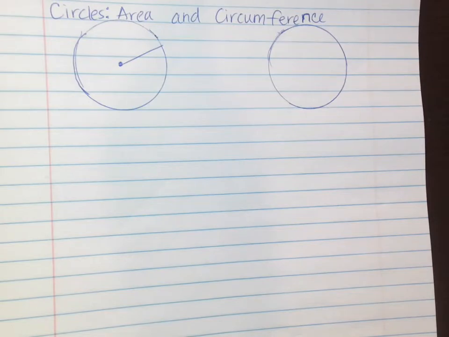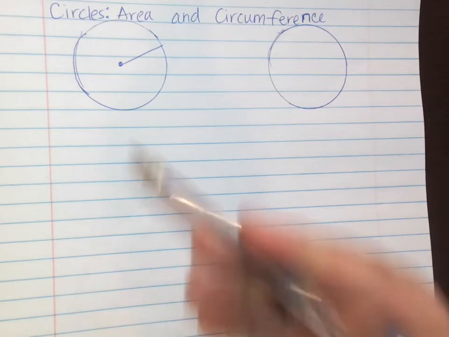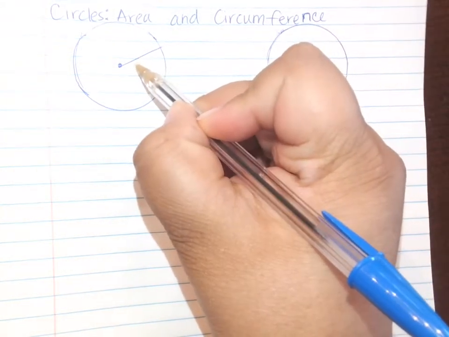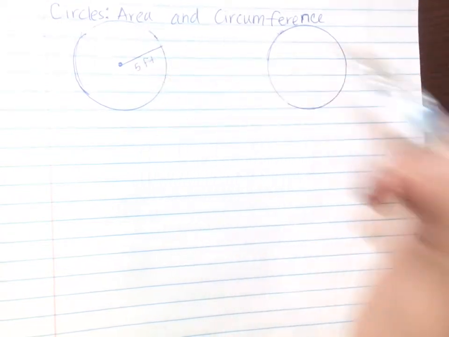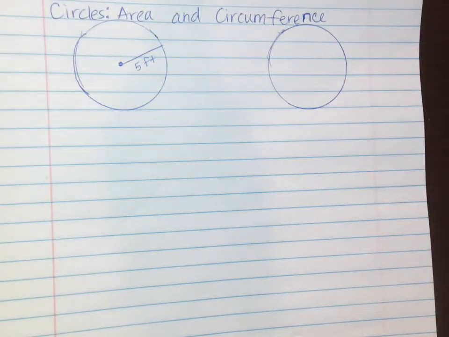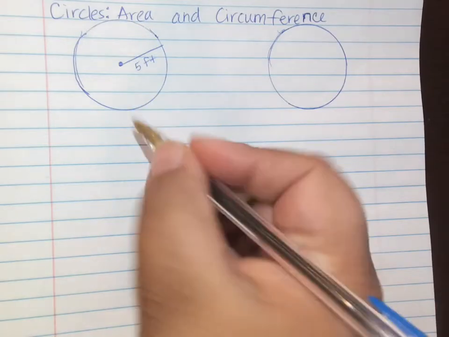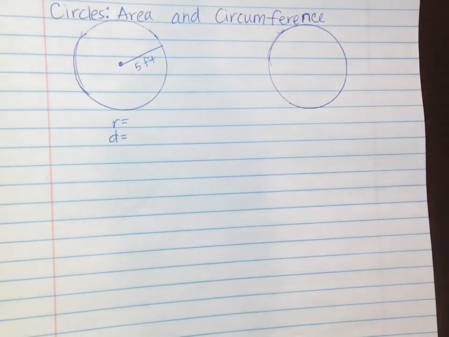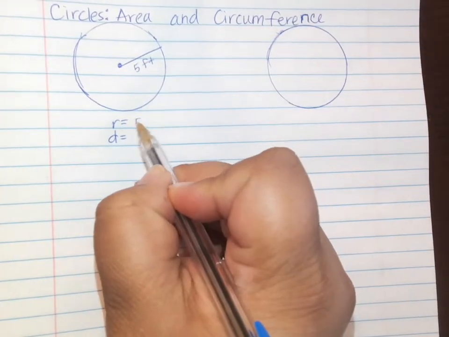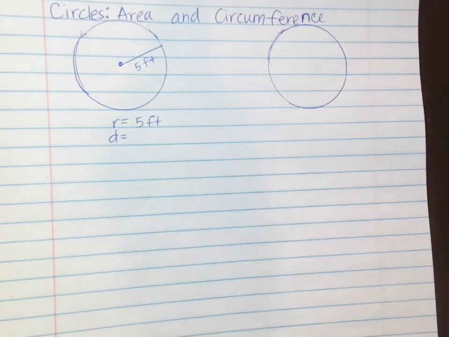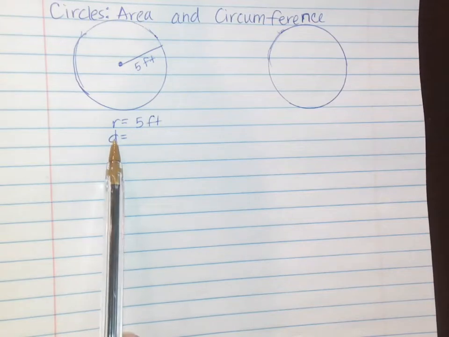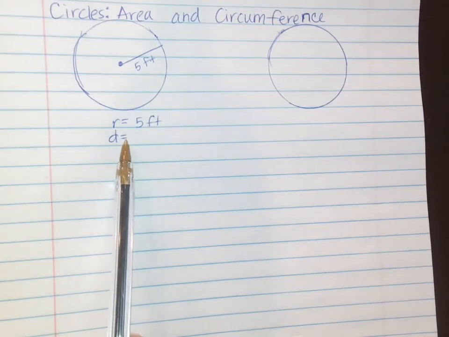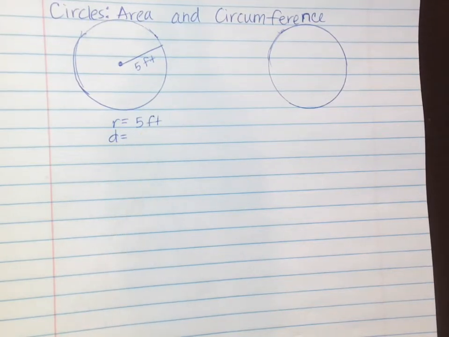So in our first circle here, we have a radius of 5 feet. The first thing I always do is label the radius and the diameter. In this case, the radius is 5 feet. And if you watched the previous video, you would know that the diameter is double the radius. So the diameter would be 10 feet.